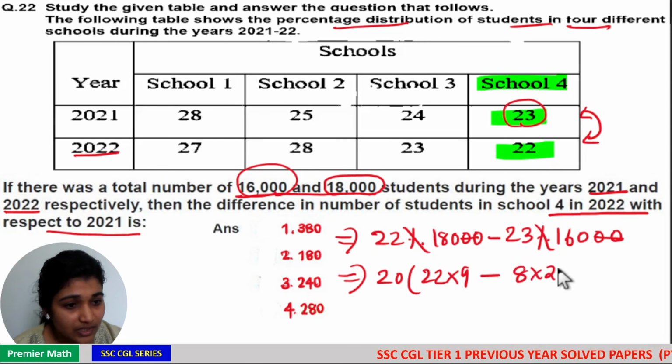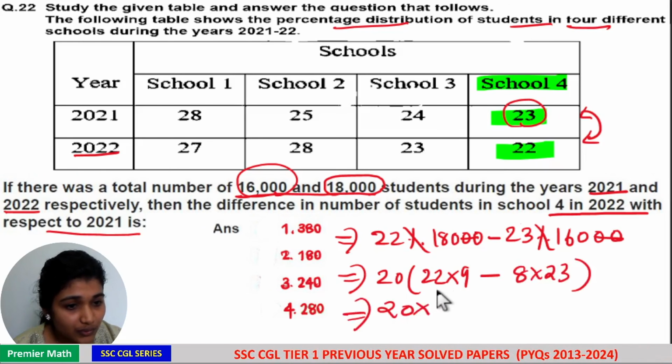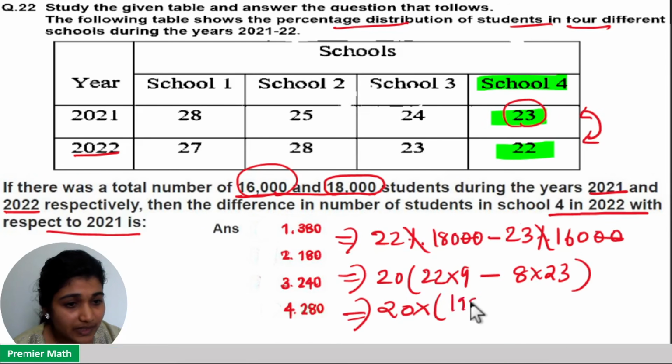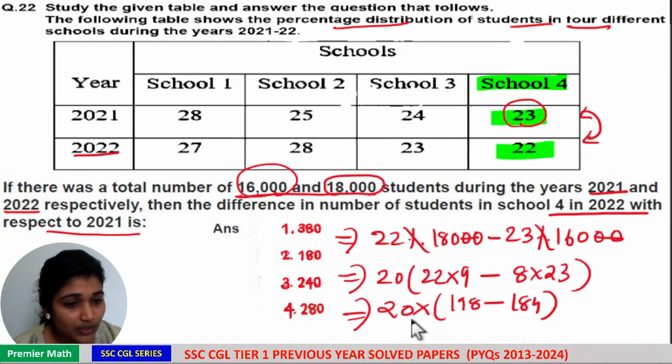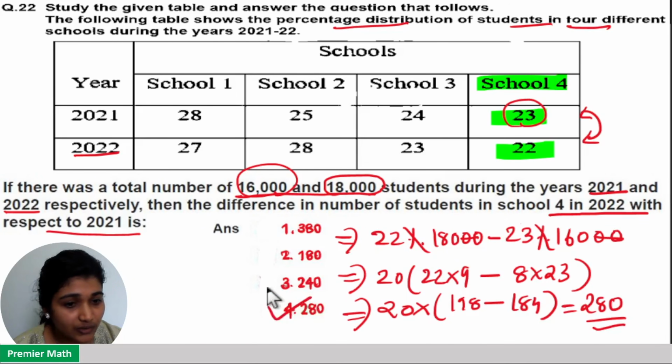So 8 into 23 inside. So this is equal to 20 into 22 into 9, which is 180 plus 18, 198, minus 8 into 23, which means 160 plus 24, 184. Now the difference between 198 and 184 is equal to 14. 14 into 20 is equal to 280. So your answer is 280, option 4.